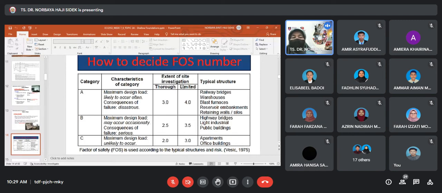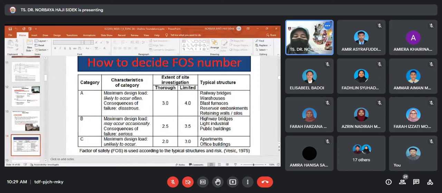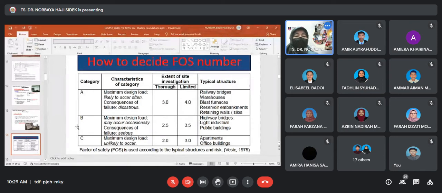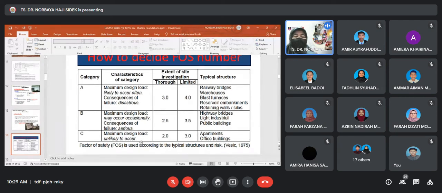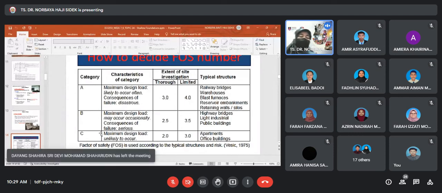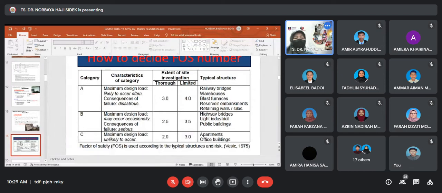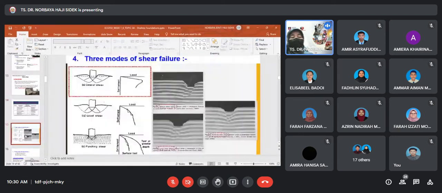So besides the SI, site investigation, we have the typical structure. This is the structure that usually uses this category, which is the railway, bridge, warehouse, okay, retaining walls, okay. And for B, the maximum design load may occur occasionally. So this is different from the likely to occur often. So this is for light industrial, public building, and also highway bridge. Then the third one is for the maximum design load. Okay, this is apartments or office building. So this is how we decide the FOS number for design purposes.